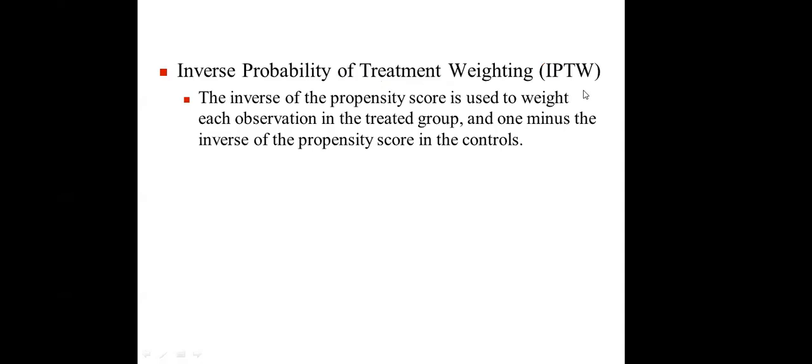So IPTW, inverse probability of treatment weighting, takes the inverse of the propensity score to weight the observations in the treatment group. So take a probability, 0.01 is the propensity score. The inverse of that would be 1 over that, or 100. And I'll show you in a graph, a table, how that looks. You do that a little bit differently though for the control group. So let me show you that before we go on.